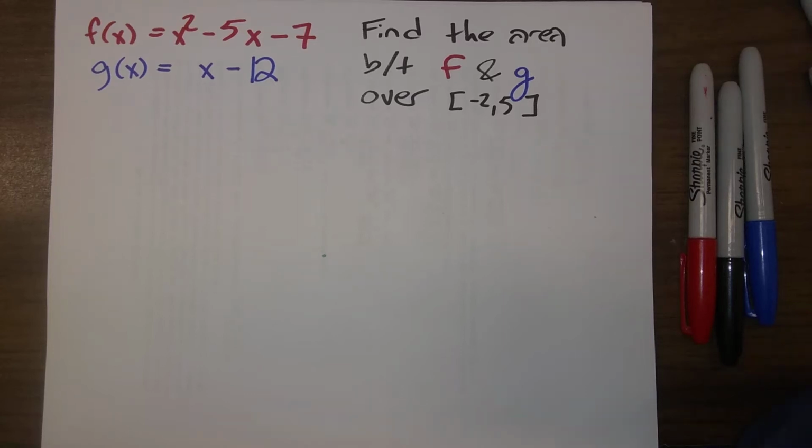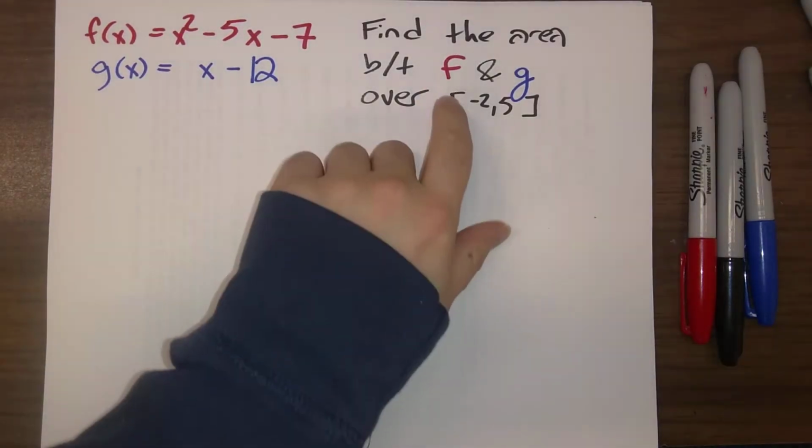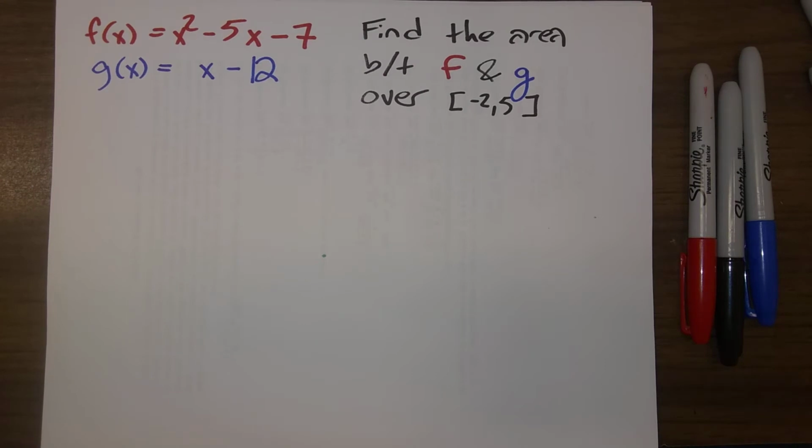The problem in the previous video was about as straightforward as we can get for one of these find-the-area-between-two-curves problems. So let's do another example that will have a little bit more twist to it. Here I'm giving us two different functions. f of x is x squared minus 5x minus 7. g of x is x minus 12. And I want us to find the area between these two functions over the interval between minus 2 and 5.